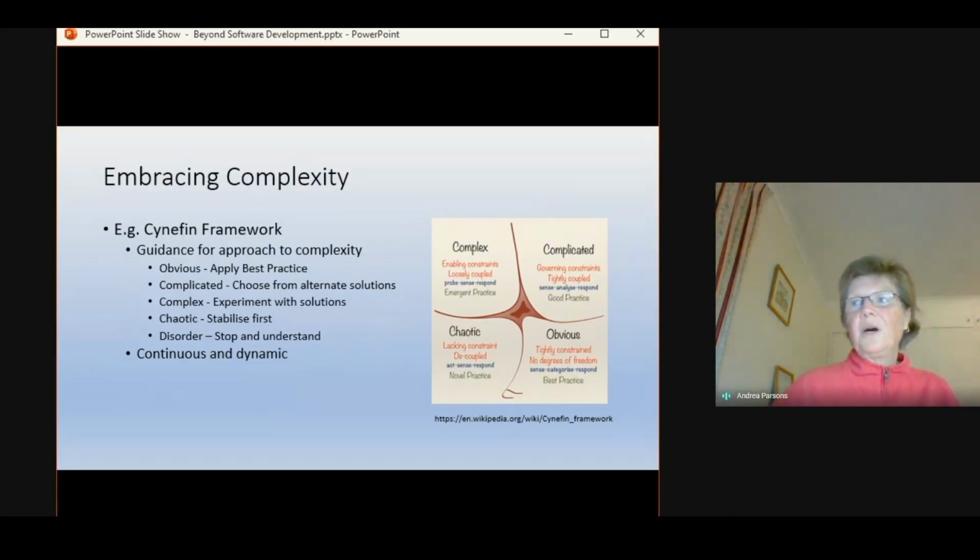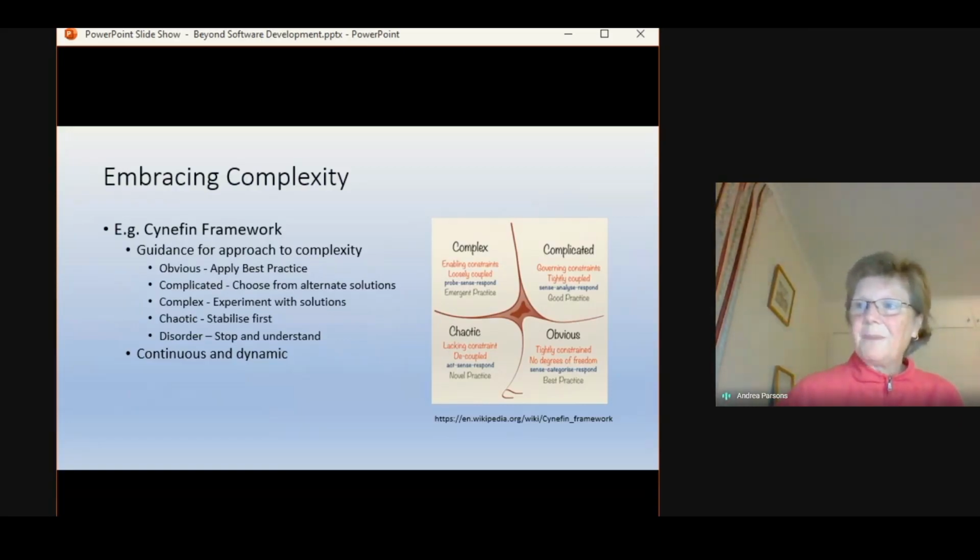If we go into the complex, this is where you're starting to have to experiment with solutions before you can decide on which one you want to start applying. And as you manage to narrow that down, you're probably going to move into the more complicated quadrant. And chaotic is more like an initial response to a bushfire, for instance, where you really have to act first and stabilise the situation, and then you might be in a position where you can start to apply some best practice and move through that perhaps complex into the possibly complicated framework.